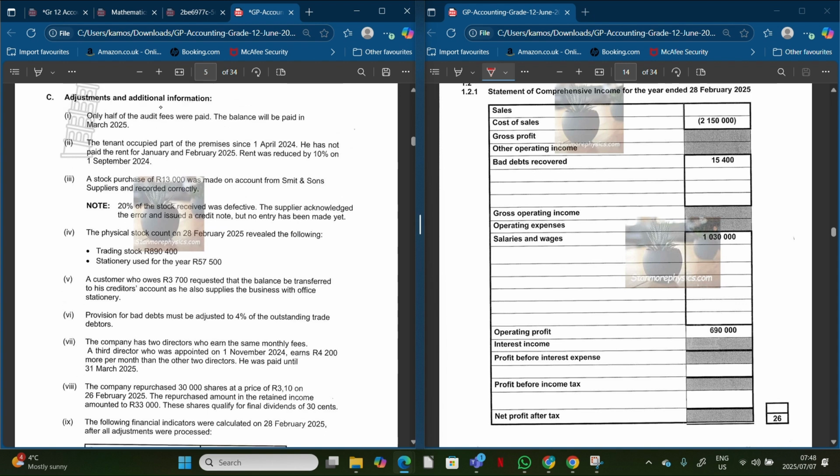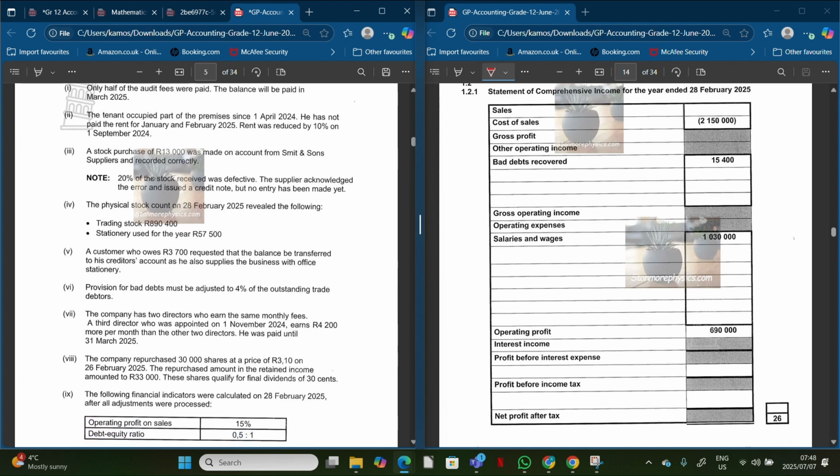The first one tells us about audit fees. We don't want that. Then there was a stock purchase of 13,000. We don't want that. Then they say that 20% of the stock received was defective. The supplier acknowledged the error and issued a credit note, but no entry has been made.